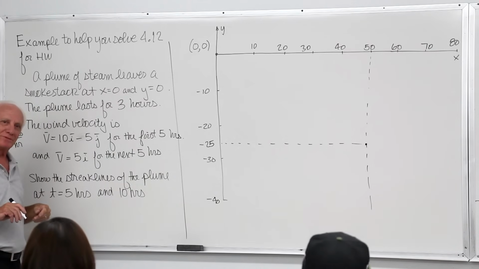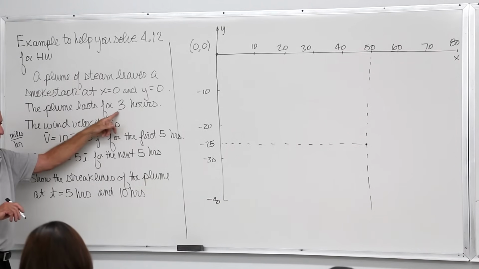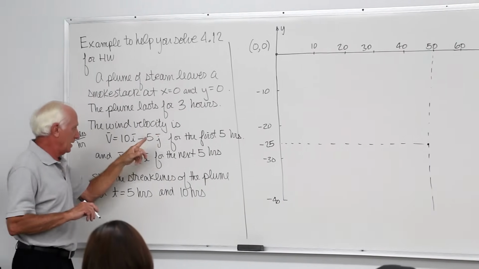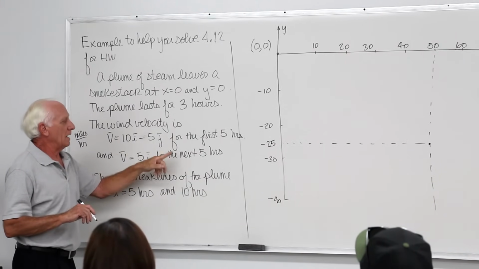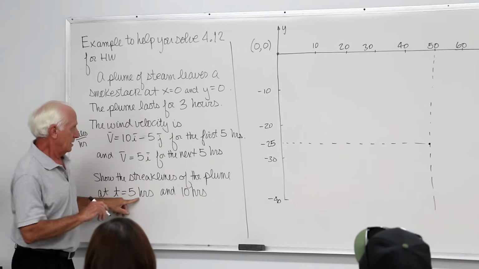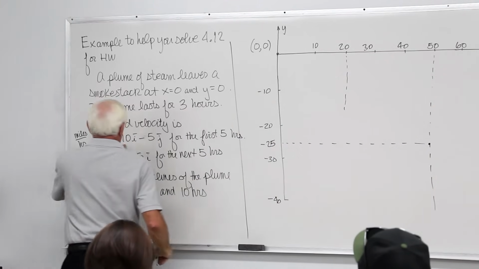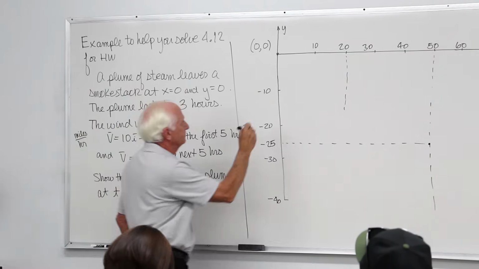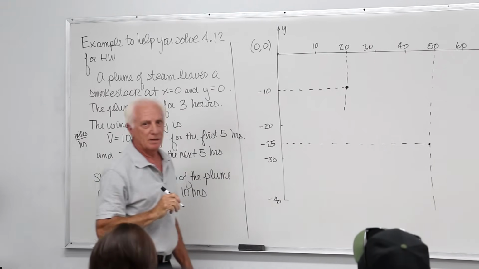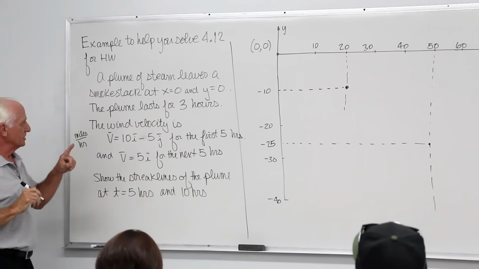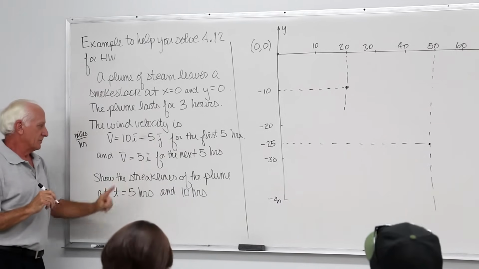Let's take the last one that comes out. The last one comes out at 3 hours. What's its velocity? Here. For how long? I'm looking at 5 hours. The last one came out at 3, so 2 times 5, 10. There's the last particle of steam that left the smokestack. There's where it is after 5 hours.